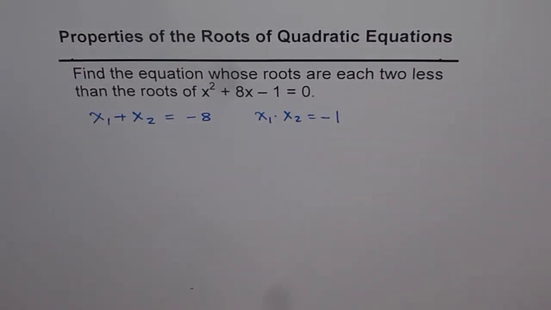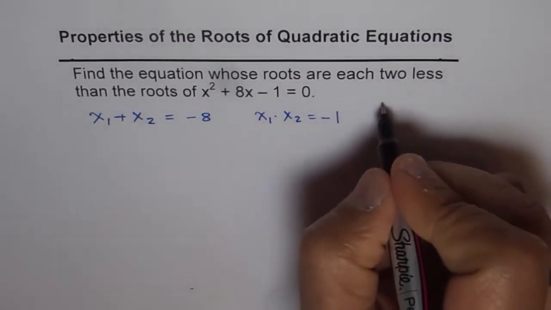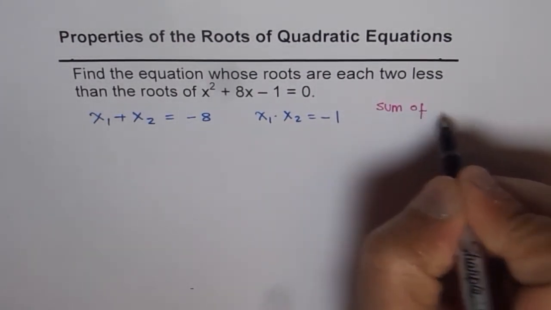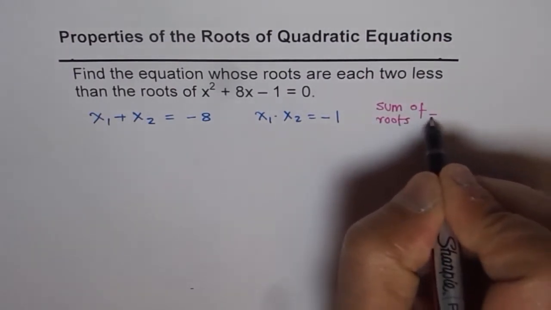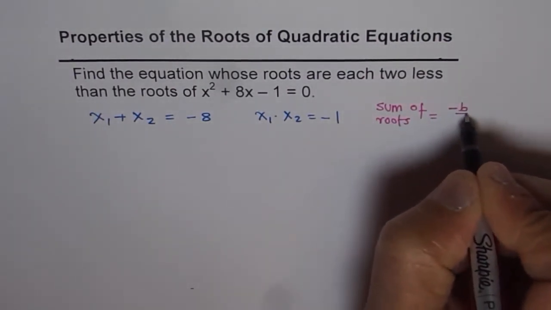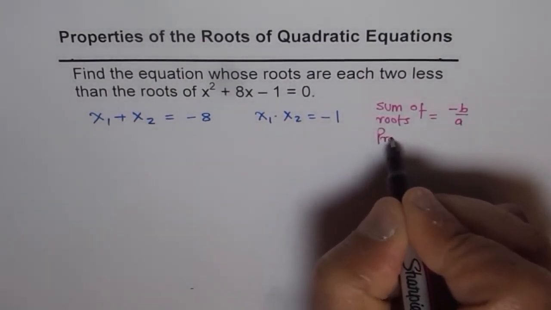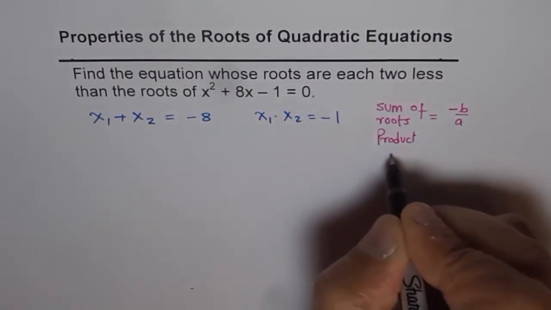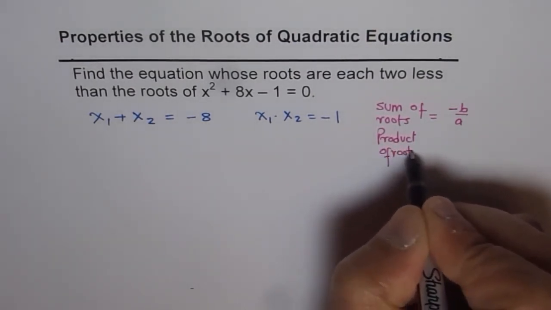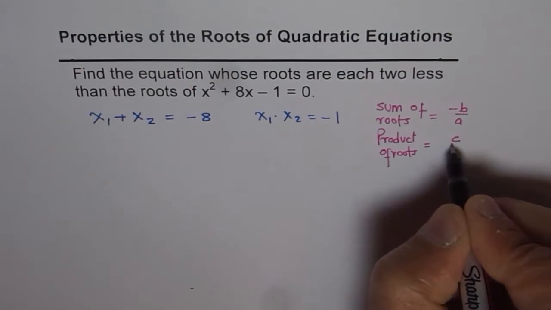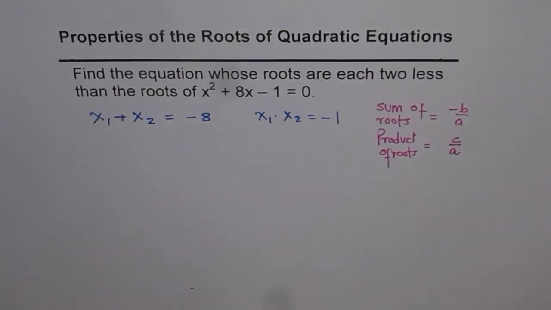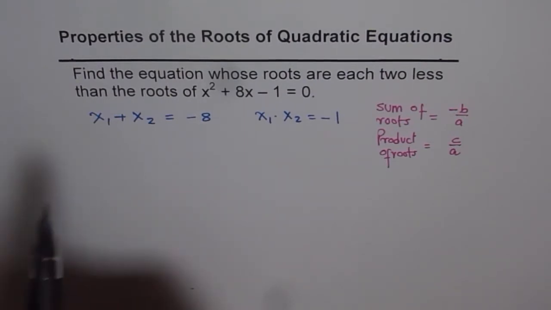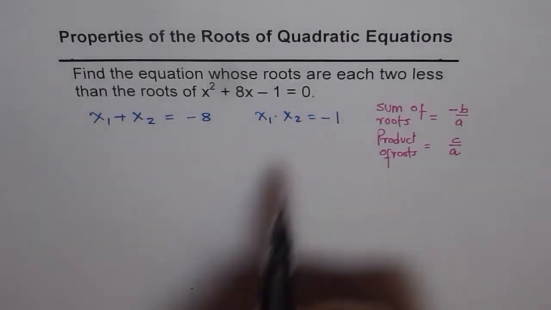So the property states that the sum of roots is equal to minus b by a, and the product of roots is equal to c by a. Using this property, we know if x1 and x2 are the two roots of the given equation, then the sum of these roots is minus 8 and the product is minus 1.